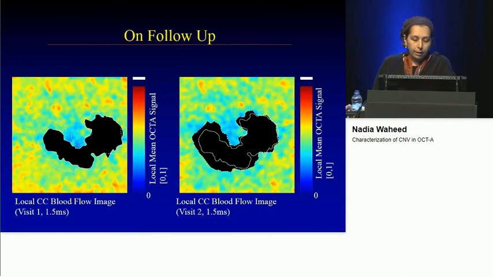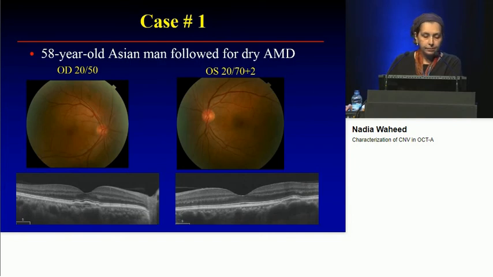And of course, on follow-up, some of the other things that we have been looking at and that may be useful in the future are looking at choriocapillaris vessel density maps and seeing how these are altered in the area around the CNV and how these alter in response to treatment of the CNV.